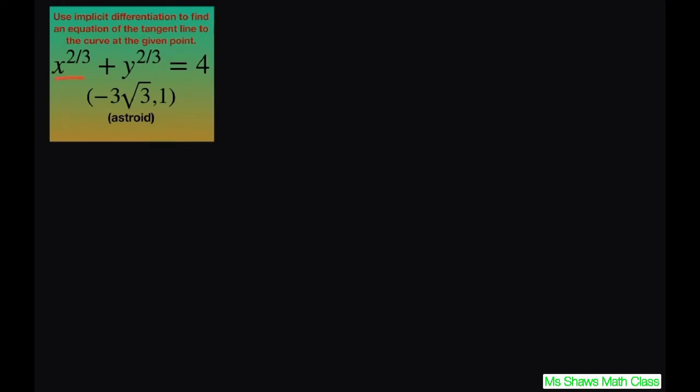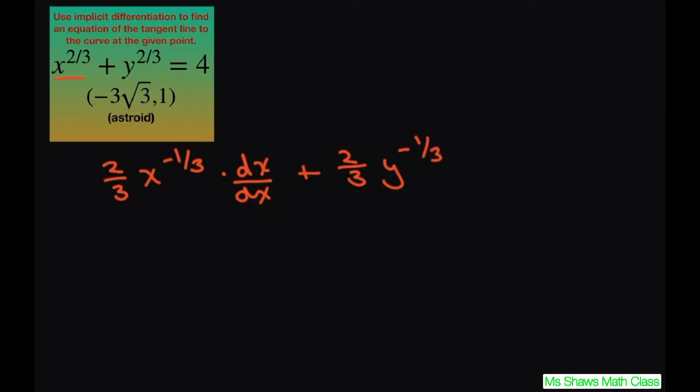For this first term, you have 2/3 x to the -1/3. And this was, we took the derivative of x with respect to x. Plus, and now let's do our y. It's the same, but with the y. And this is times the derivative of y with respect to x, equals the derivative of 4, which is 0. Now, I'm going to note that the derivative of x with respect to x equals 1. So I'm going to call that 1.